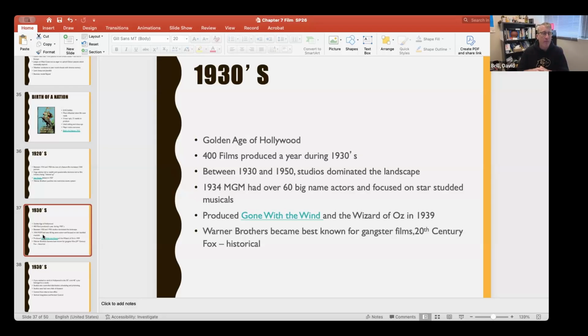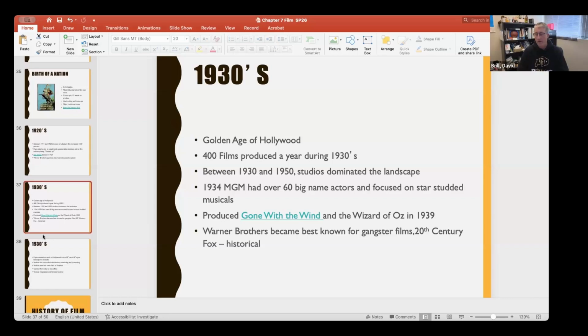In 1934, MGM had over 60 big name actors and focused on star-studded musicals. Gone with the Wind, obviously probably their most famous, and The Wizard of Oz were both made in 1939. Warner Brothers became best known for gangster films. 20th Century Fox was all about historical films. And there were a number of legendary actors under contract to these different studios: John Wayne, Groucho Marx, Katharine Hepburn, etc.